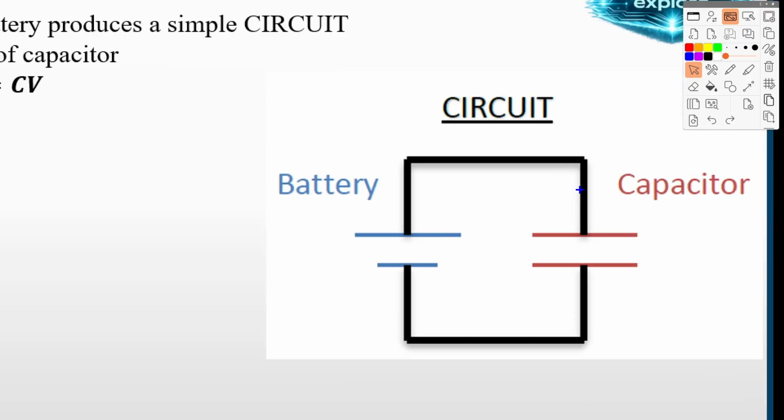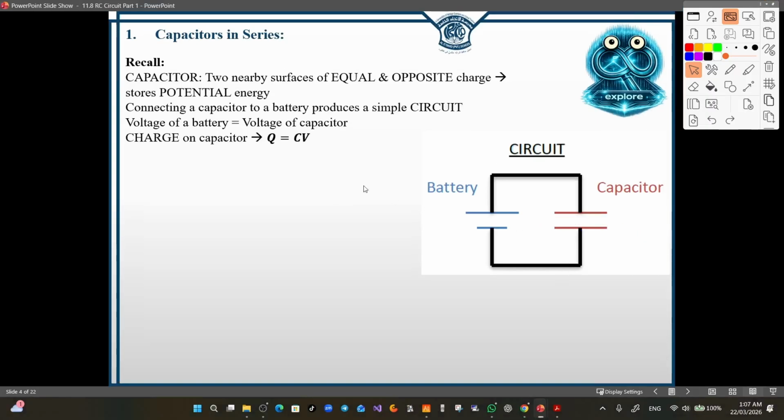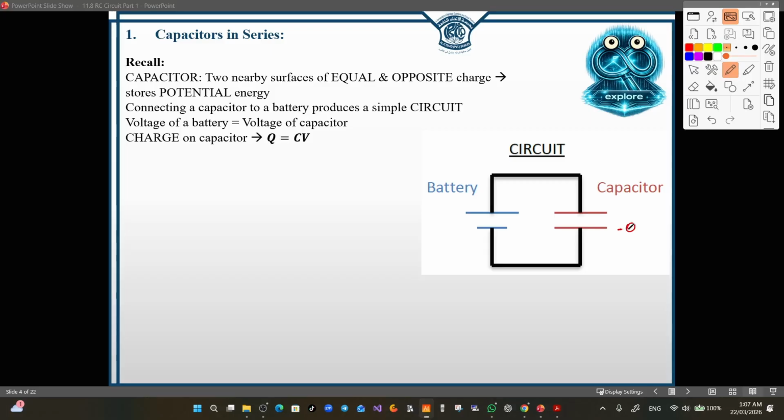Since the upper plate is connected to the positive terminal of the battery, it will gain positive charge. And the plate connected to the negative terminal of the battery will become negatively charged. So the charge that we calculate using this formula is the charge on the positive plate, and by default, the charge on the negative plate will be minus Q. However, in questions and practice, whenever they ask you to find the charge on the plate, it's enough to show the charge on the positive plate.